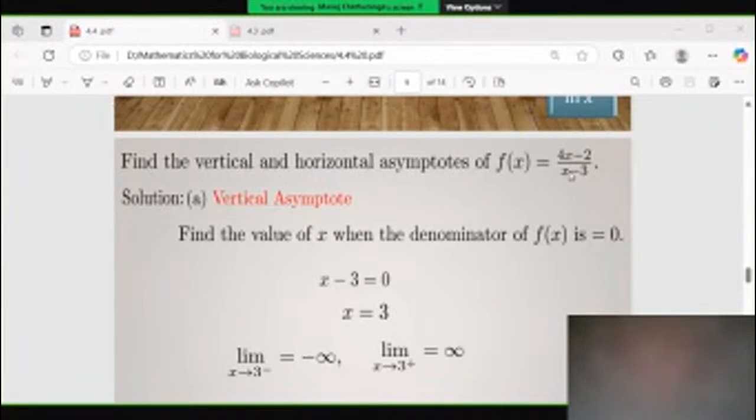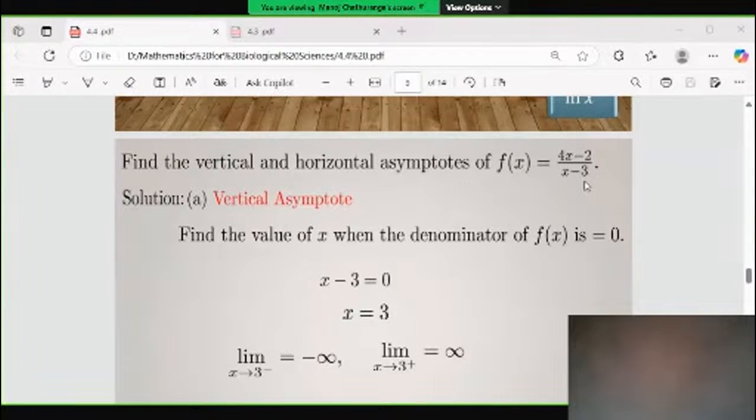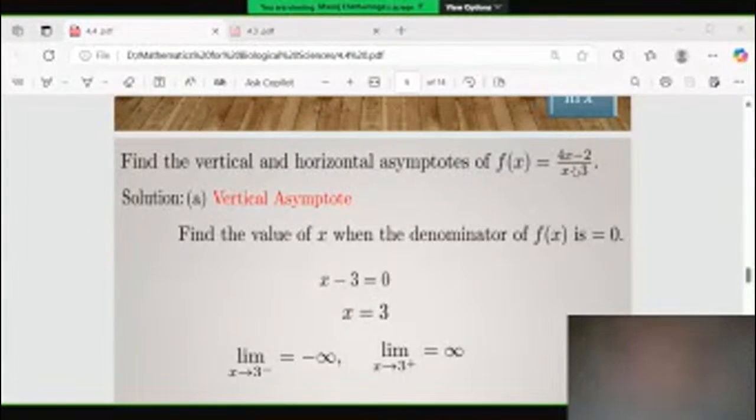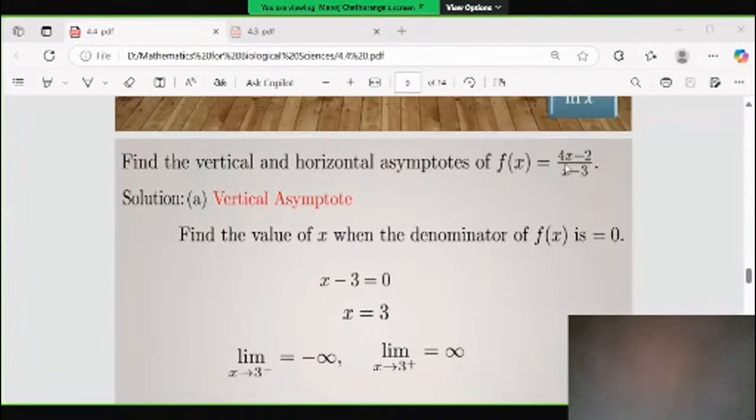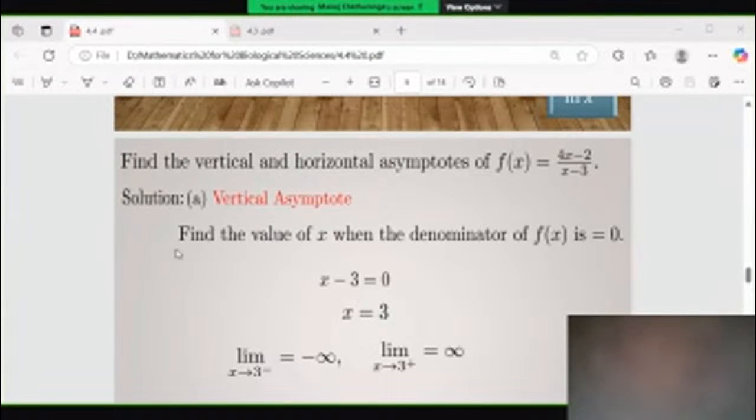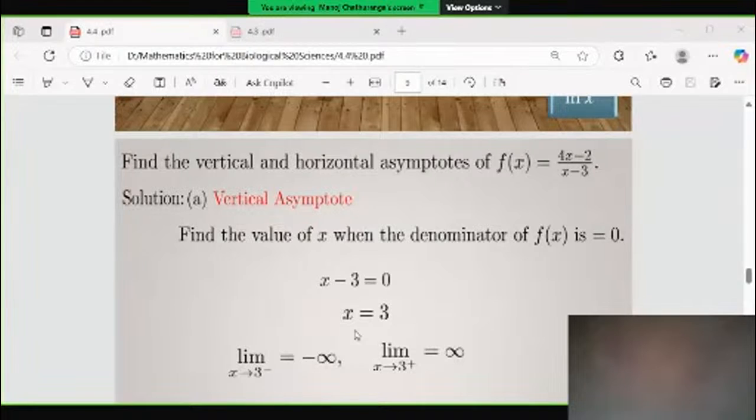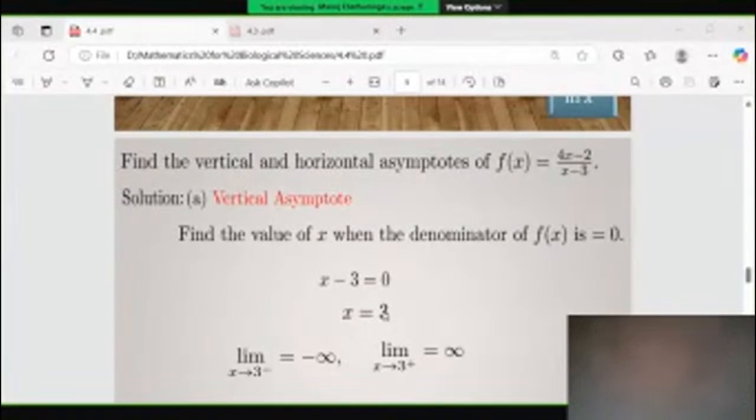For x equal to 1 or 2 or 4, any other number, this rational function gives me some finite value, and it will be some infinite value if x equals 3. So to find vertical asymptotes, we look for the zeros of the denominator. So we have x equals 3 as the vertical asymptote.